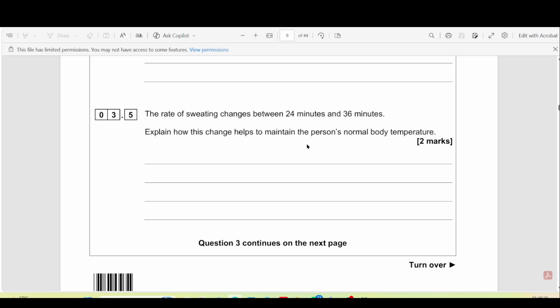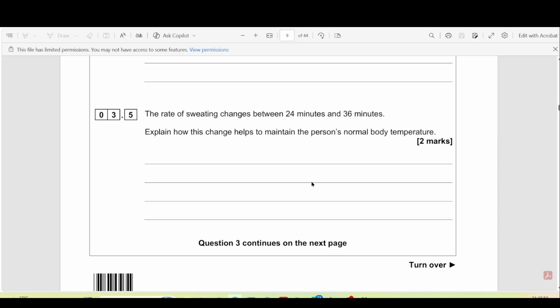Explain how this change helps to maintain a person's normal body temperature. Hmm, I don't really know. Because a decrease in sweating means there is less water on the surface of the skin to evaporate. Since evaporation requires heat energy from the body, less evaporation results in less heat loss to the surroundings, which helps to keep core body temperature from falling further.